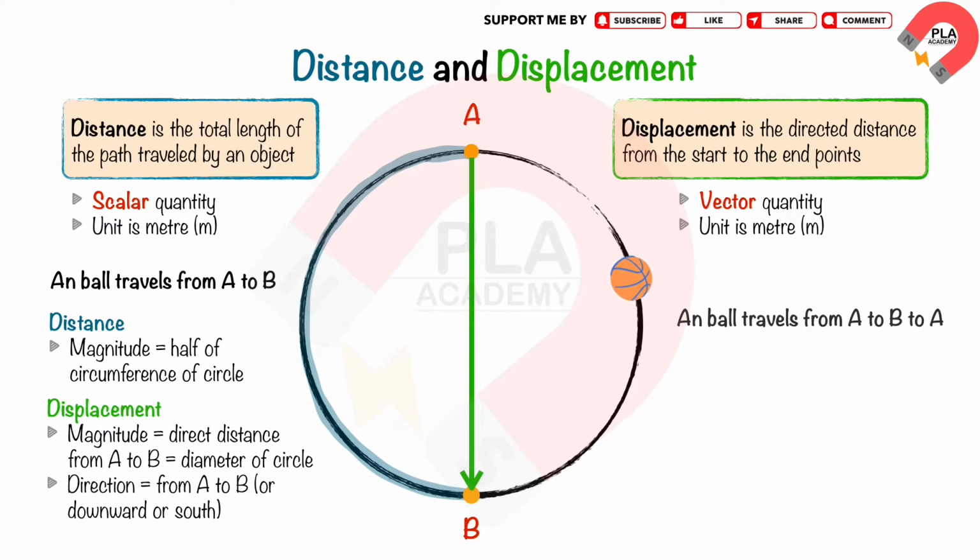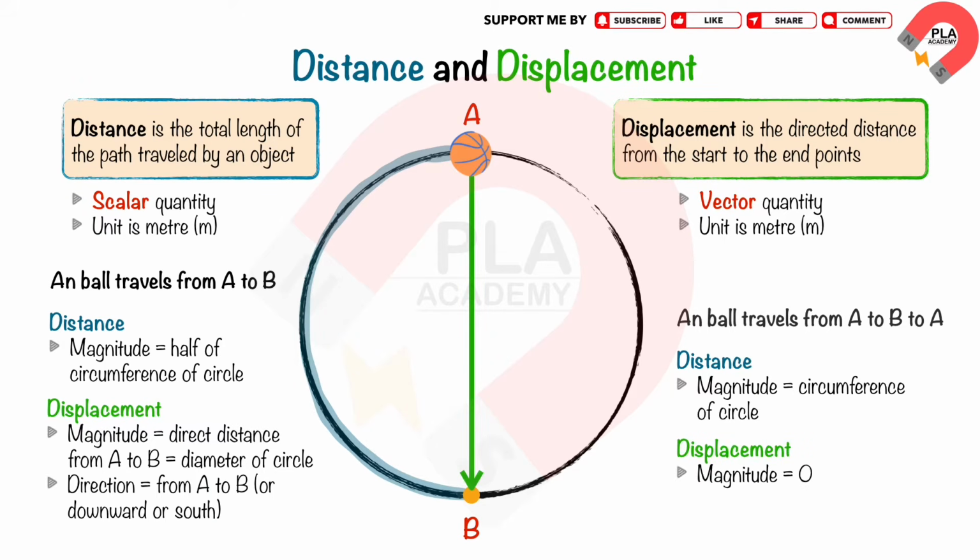When the ball travels back to point A, the distance traveled from point A to return at point A is equal to the circumference of the circle. The displacement is equal to 0. This is because the ball has returned to its original position.